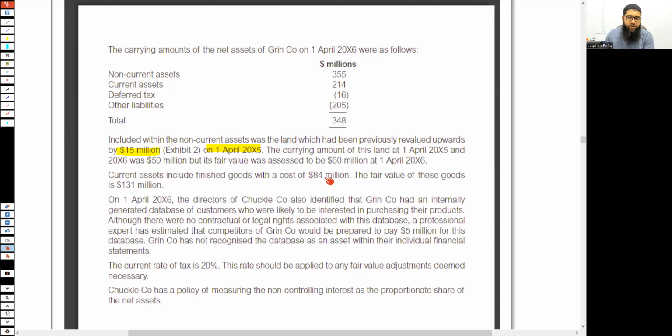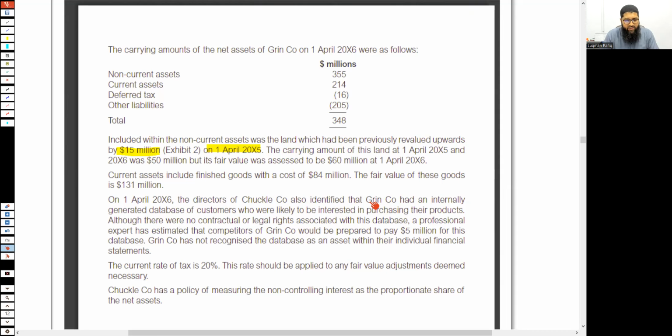Current assets include finished goods with a cost of 84 million. The fair value of these goods is 131 million. On 1st April 6, the directors of Chuckle also identified that Grin had an internally generated database of customers who were likely to be interested in purchasing their products. Although there were no contractual or legal rights associated with this database, a professional expert has estimated that competitors of Grin Company would be prepared to pay $5 million for this database. Grin Company has not recognized the database as an asset within their individual financial statements.